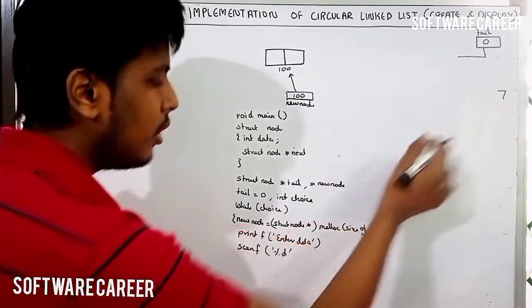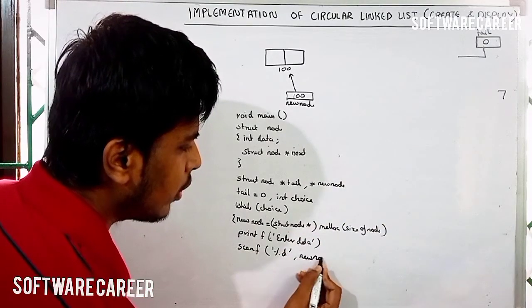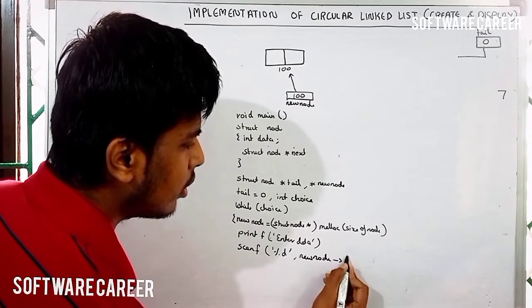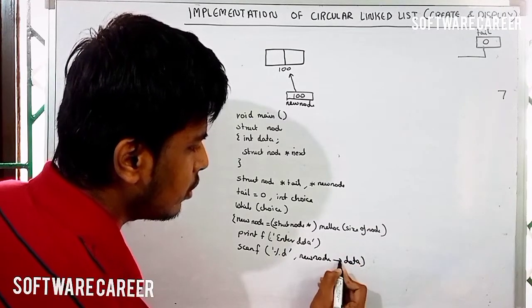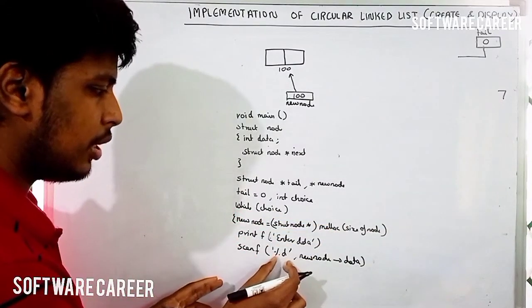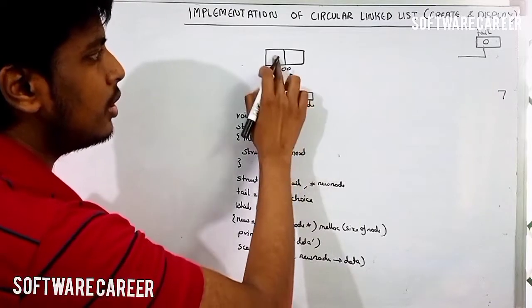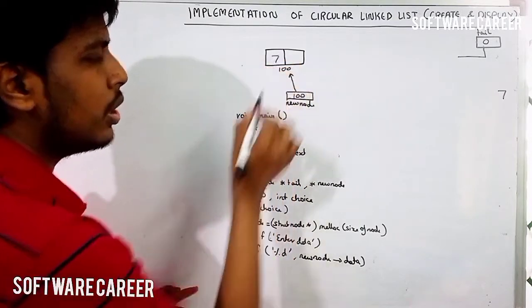Now it reads 7 as what? See here, new node data. Now the user enters 7. Now 7 is %d. That %d is what? New node data. Now new node is 100. 100's data is here. So 7 is stored here.